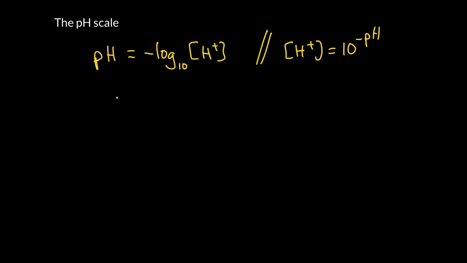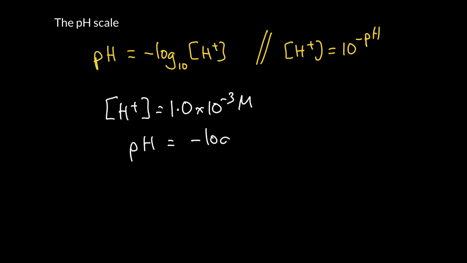For instance, if we've got an H plus concentration that, like in the last video, was say 1.0 times 10 to the minus 3, we can calculate the pH by just taking the negative base 10 logarithm of 1 times 10 to the minus 3. We just throw away the units, and that gives us 3. Our calculator will say 3, but actually we've got to be a little bit careful here.